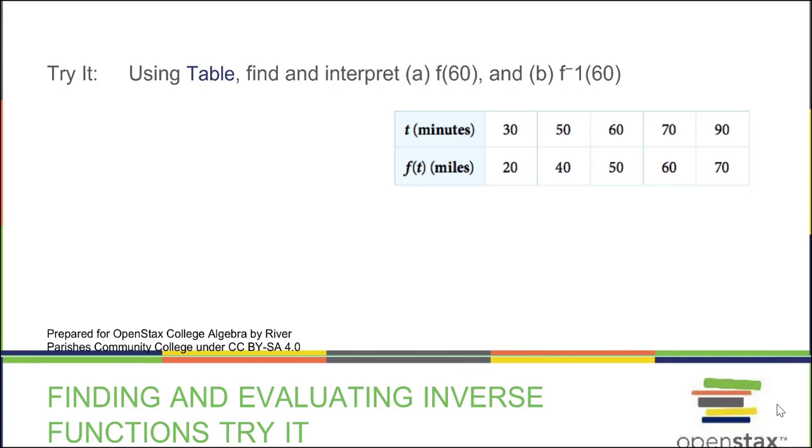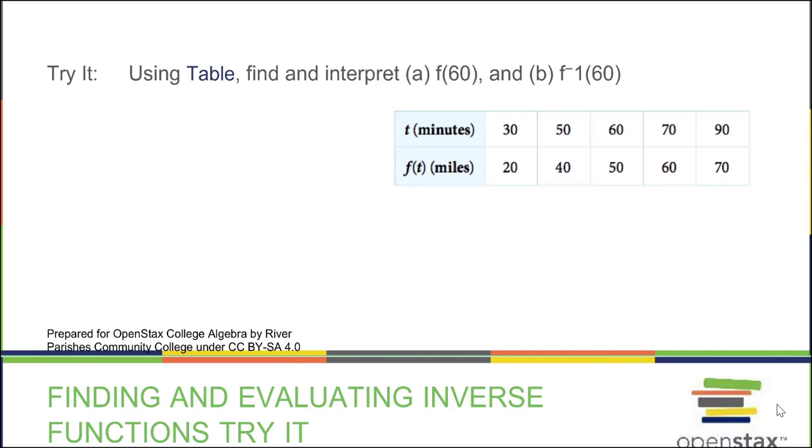Alright, welcome back to part 2 of 3.7 inverse functions. We were just going to look at this triad. So using the table, find and interpret f of 60 and f inverse of 60.